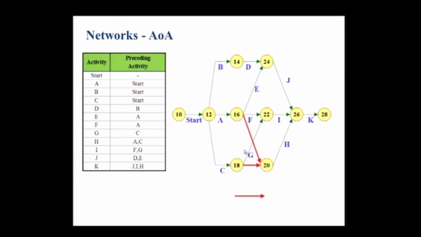Now activity H requires A and C as predecessors, right? So right now if I start activity H out of here, what happens? Out of 18 to 26 if I join, no, A is not included, okay.